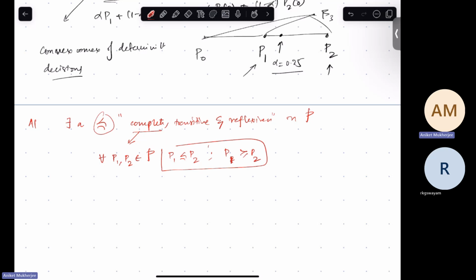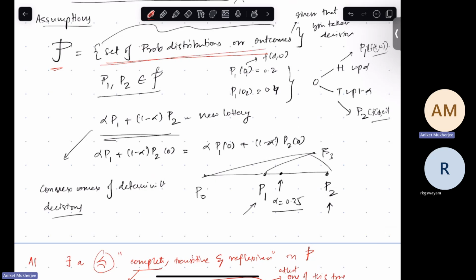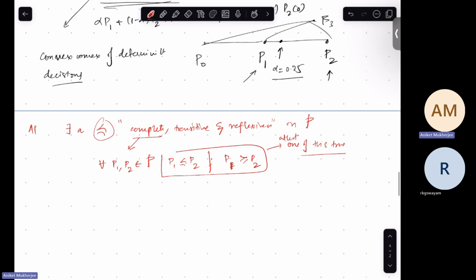One of these two is true. At least one of these is true. Both can be true, but both can't be false. So what it is saying is that you can order all of these outcomes in a straight line and you can choose, okay, this is the best probability distribution on the outcome, this is not. This exists. And when I say transitive, I mean if P1 is less than P2 and P2 is less than P3, this implies P1 is less than P3.